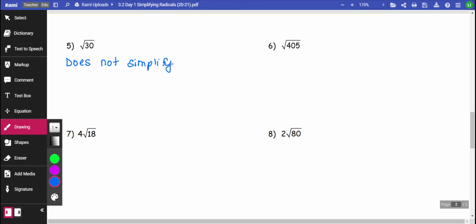Okay, so that just kind of hangs out in front. All right, square root of 405. This one's going to be a little bit tougher. What I would do is, because it's ending in a 5, I would divide it by 5 and see what goes into it. When I divide 405 by 5, I get 81 times 5. And 81 is a perfect square. Square root of 81 is 9, and I have that square root of 5 left over.